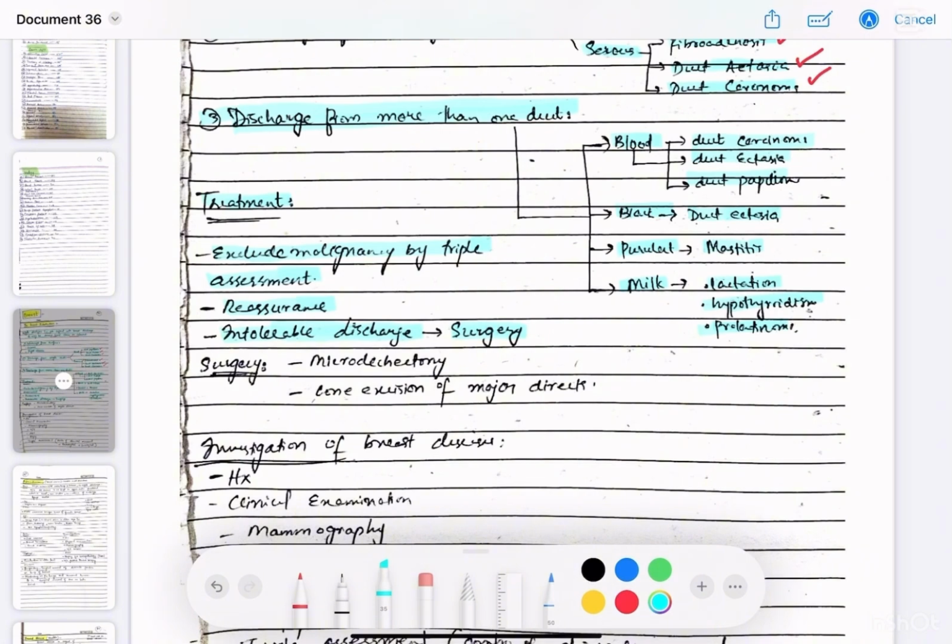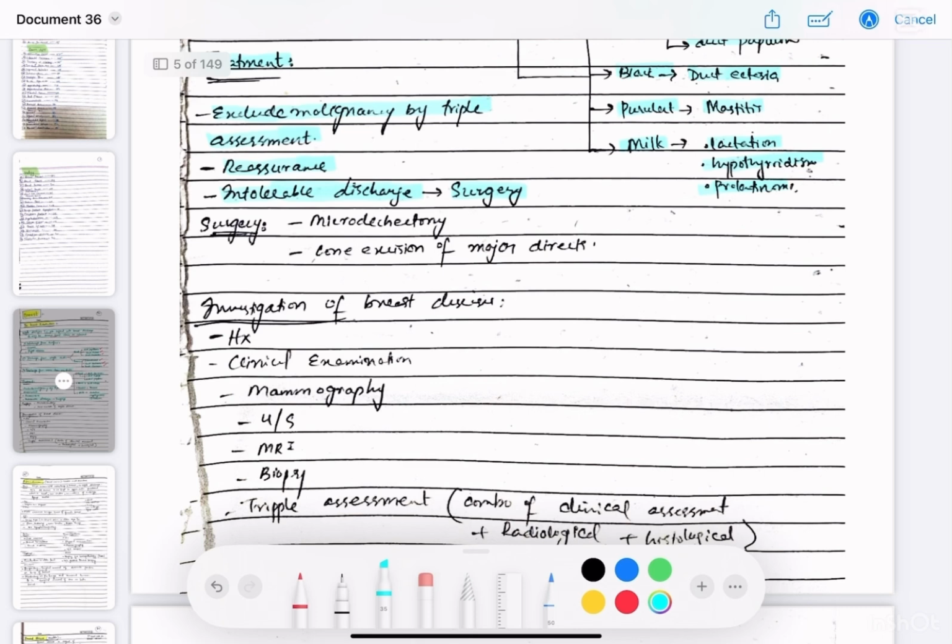Okay. While managing a patient with breast discharge, the following investigations are done, and these are almost common in all types of breast diseases. First of all, a detailed history is taken, that is the family history and past history, and the type of discharge, how much it is, and what the timings are. Then you have to do the clinical examination. In clinical examination, you look for the breast size and the discharge area, and if the discharge is present at that time, then what type and color.